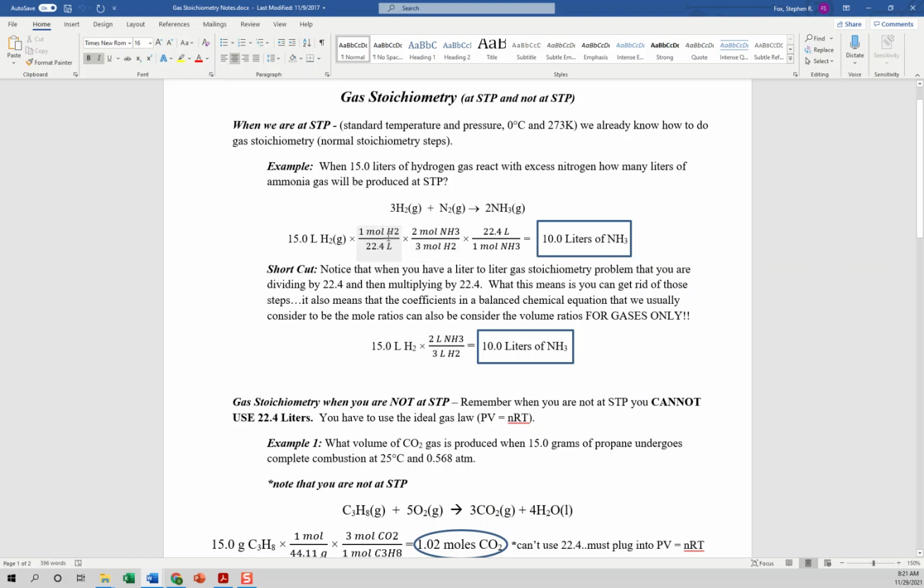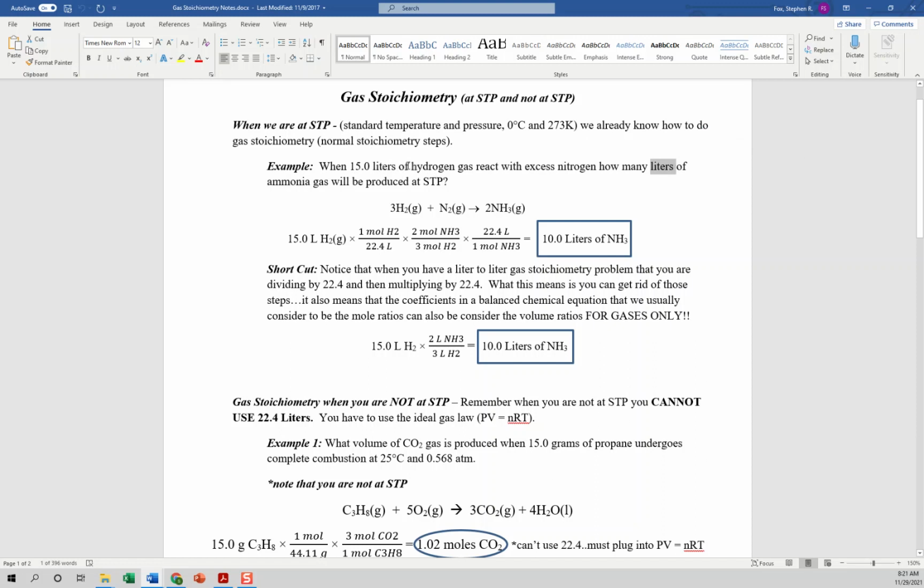In this question right here, 15 liters of hydrogen gas react with excess nitrogen. We want to know how many liters of ammonia gas will be produced. So what I want us to notice is that we are given liters of a gas, so volume of a gas, and we're asked for volume of a gas.